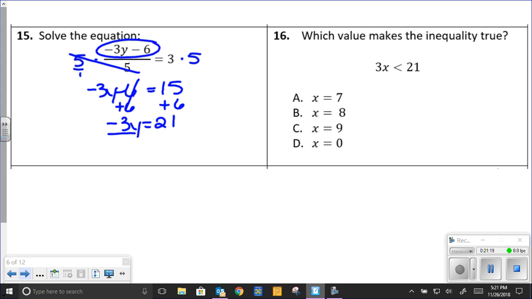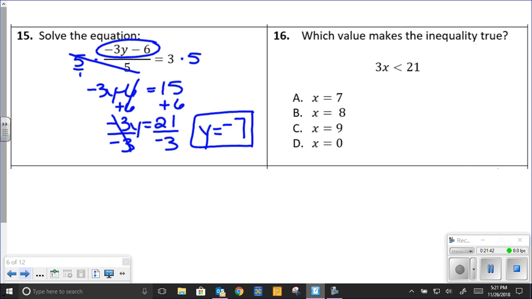Then we're going to divide both sides by negative 3 to get rid of the 3. Negative divided by negative is a positive. Remember, too, we always do want a positive variable. Y is equal to, this is a negative. A positive divided by a negative is a negative. 21 divided by 3 is 7. So this is y equals negative 7. And again, think about plugging in your number and making sure that the signs are correct and everything.